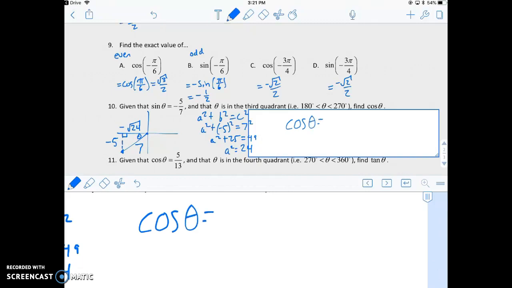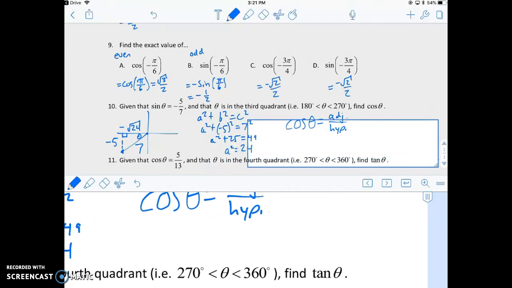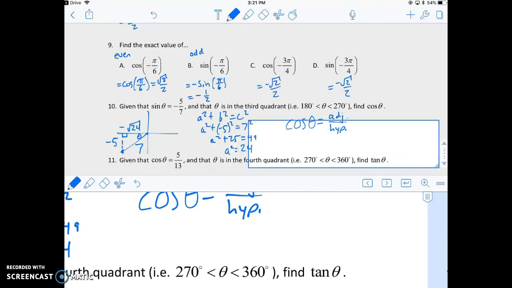Alright, so we want to find the cosine of theta. So cosine of theta is adjacent over hypotenuse. So our adjacent side is going to be the negative square root of 24 over our hypotenuse, which is 7. So this is our answer right here.